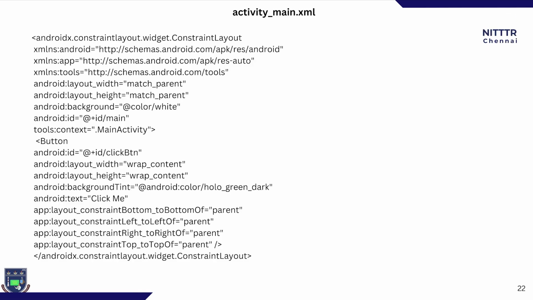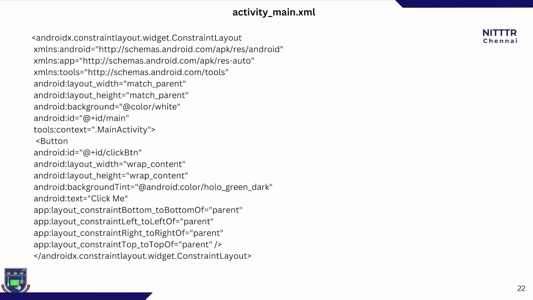So next we have to set the background color of the Android using the statement android:background equal to color white. This statement will set the background color to white. Then next we have to declare the main activity. This will define the tools reference to the activity. These are all common for all Android applications.